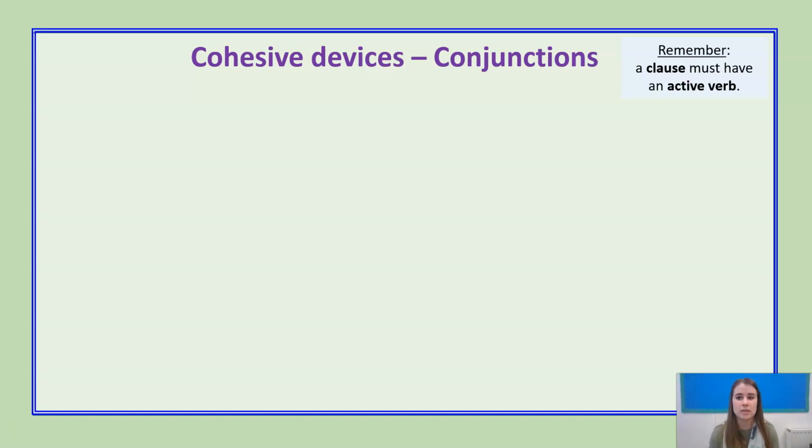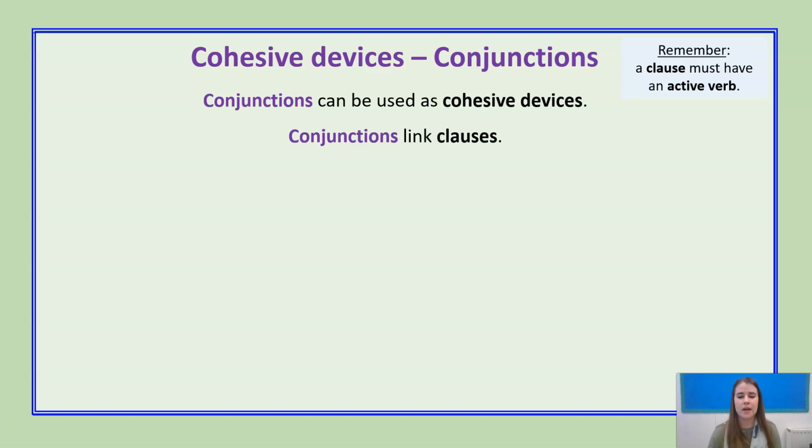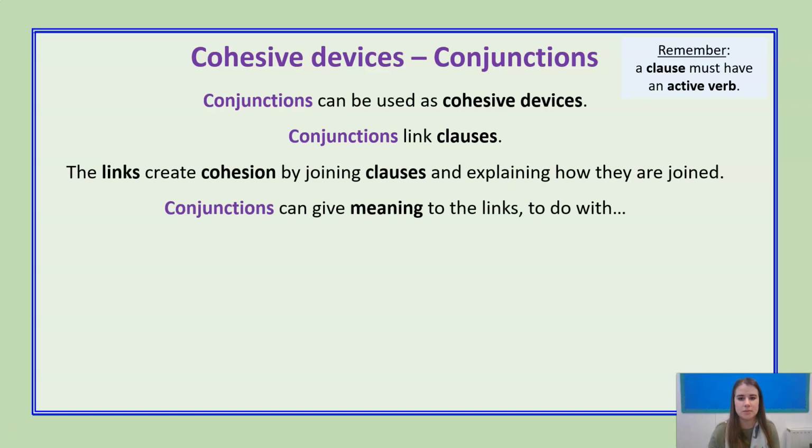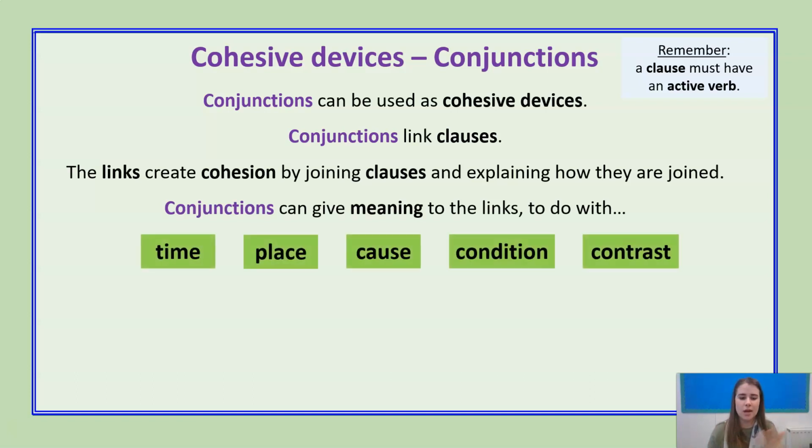So this is our clauses. Now remember that a clause must have an active verb, so an active doing word. Conjunctions are going to link our clauses together. The links create cohesion by joining the clauses, and obviously that conjunction in the middle explains how they're joined together, so it gives additional reasoning to our sentence. So we can have time, place, cause, condition, or contrast. These are the 5 different types of conjunctions that we've already looked at in lots of our English lessons.